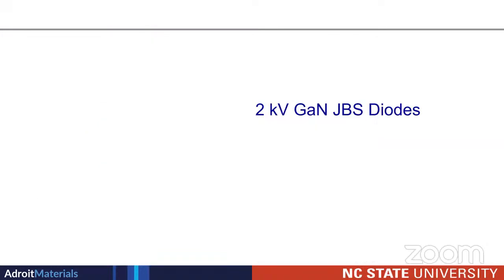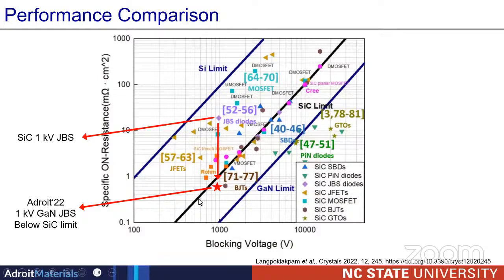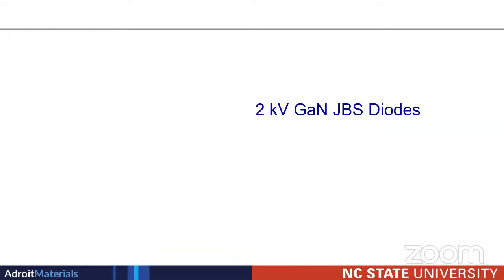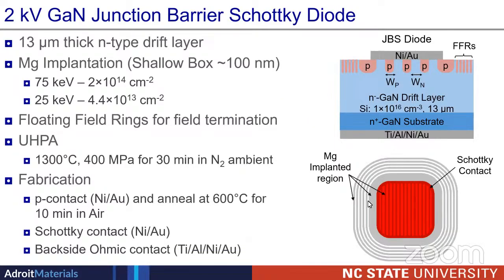To prove this concept, we also wanted to make a higher breakdown voltage. For example, if from 1000 volt I can go to 2000, 3000, or even 5000 volt using the selective area p-type implantation technique, then I can surely say that this magnesium implantation technique we developed is reliable and we can make any devices out of it. For 2 kilovolt application, the only difference we made is the drift region thickness, or the n-type region thickness.